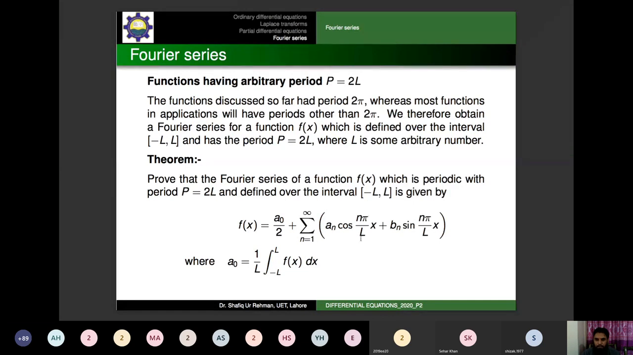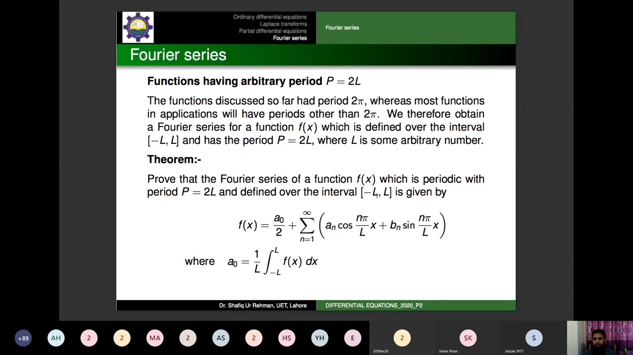We have a slightly different expression over here. If we assume that L is equal to pi, then it is pretty much the same, an identical expression: an cosine nx plus bn sine nx. The pi upon pi will cancel, and the same is the case over here. Minus pi to pi, 1 upon pi, everything is identical.